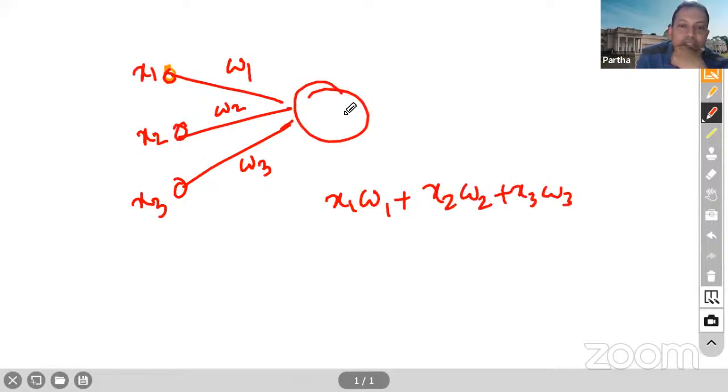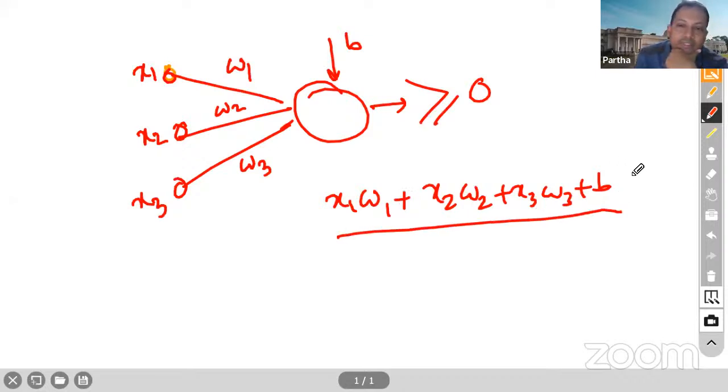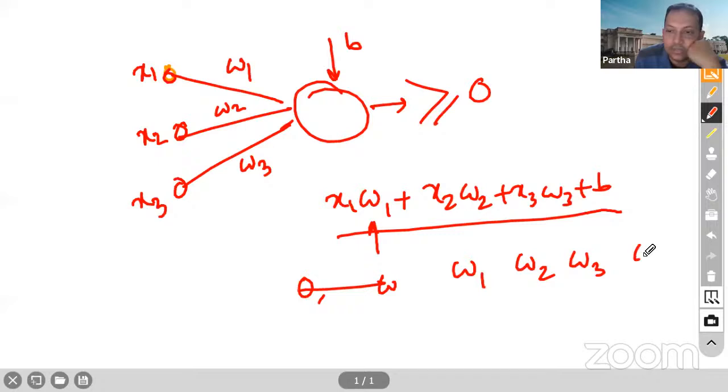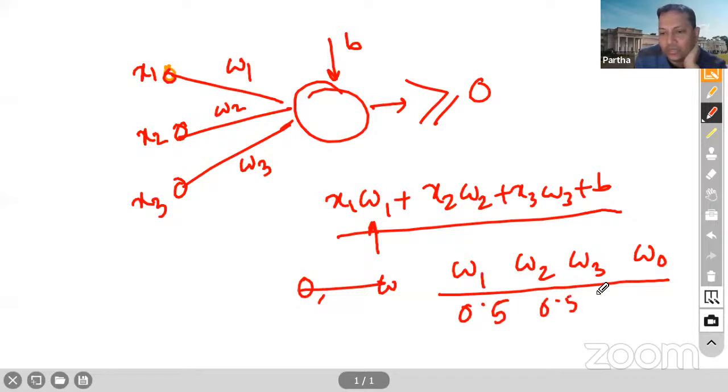We do this multiplication, and then a bias term comes in, and whatever the outcome is, we decide whether it is greater than or equal to 0 or not. So if this total value is greater than or equal to 0, then it is positive, otherwise negative. There is no probability term. So weights are multiplied with these features, and these weights are set with some random values. You can set anything. For example, you have these three weights, W1, W2, W3, and B can be considered as W0. So you can set also 0.5. You can set any values.